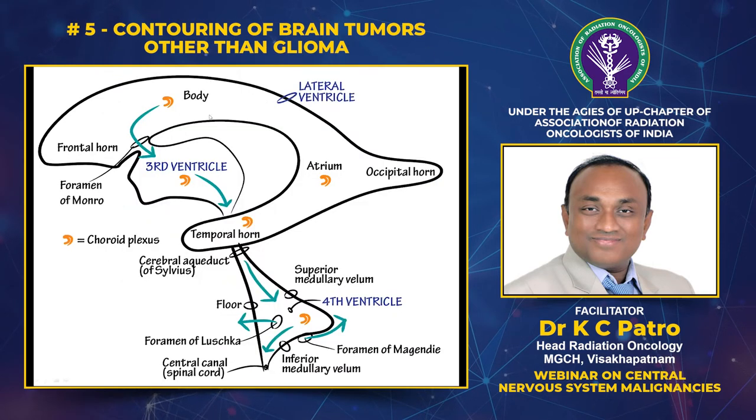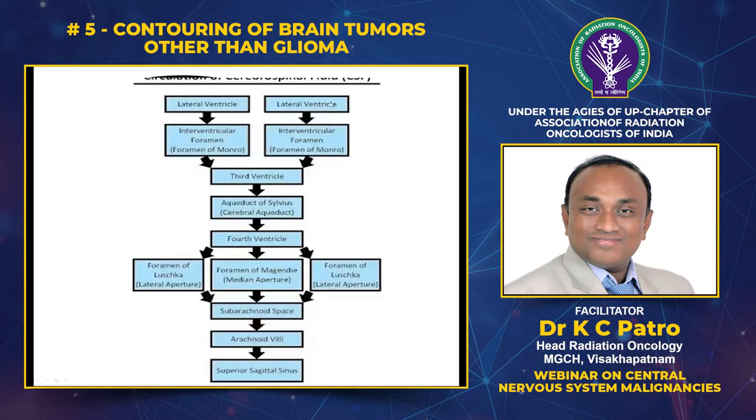Again, I am just showing the frontal horn, occipital horn, and temporal horn. So this is the CSF pathway. You can see it originates from the choroid plexus, this brown color. It goes to the lateral ventricle, then the interventricular foramen, third ventricle, aqueduct of Sylvius, fourth ventricle, then to the subarachnoid space, then the arachnoid villi, then the superior sagittal and transverse sinuses.